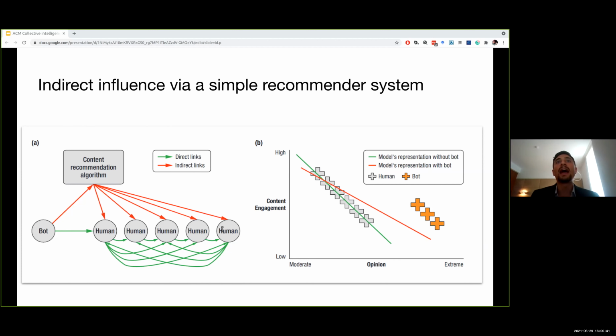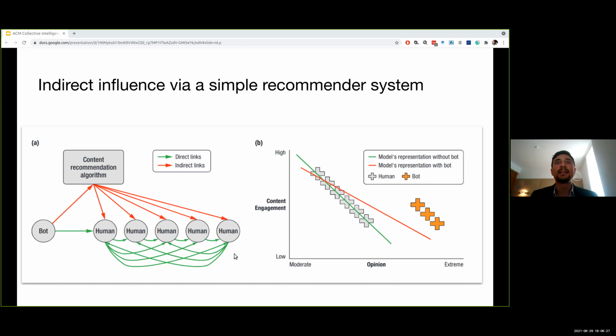So here I plot how likely an agent is to engage with content as a function of how extreme that content is. And the recommender system might learn an internal representation of what engagements to expect when it recommends moderate versus extreme content. And this is represented by the green regression line. But now one hypothesis that we made was that the mere presence of bots, represented here by the orange crosses, can really bias the model's learned representation by basically tilting this regression line that it learned from the green to the red one.